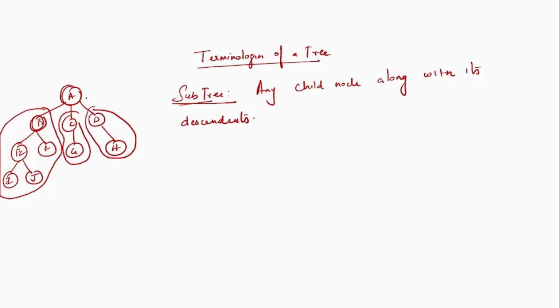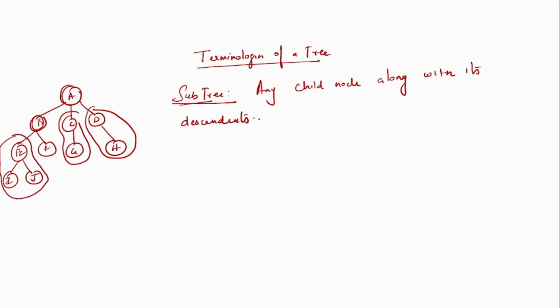Not only for the root node, let us take the example of B. For B, E, I, J is a subtree of B. F is a subtree of B. G is a subtree of C. H is a subtree of D. So not only for the root node, for other nodes as well, you can have subtrees. For example, the subtree of B is E, I and J.